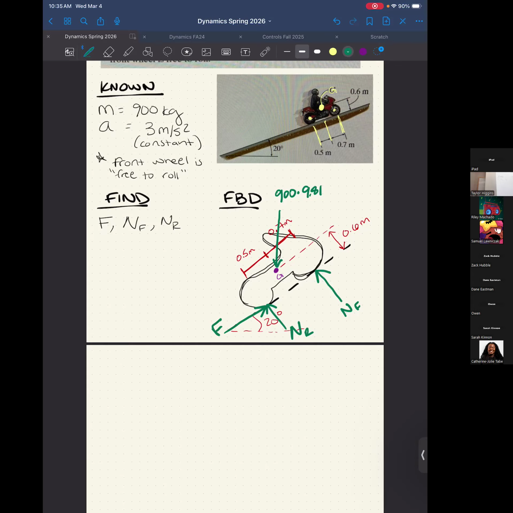Okay, so important things to note. Friction goes along the direction of the slope. The normal forces are perpendicular to the slope. And gravity goes straight vertical. Okay, this still isn't a fully complete free body diagram. What else do I need? Coordinate system.